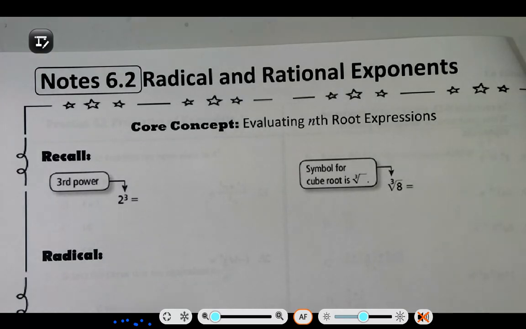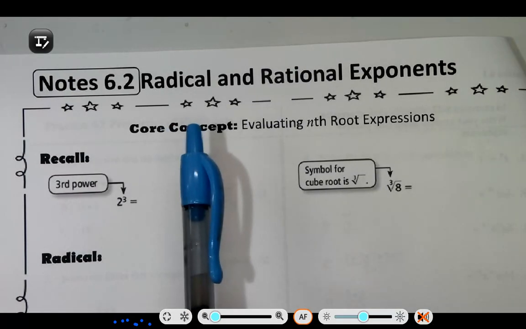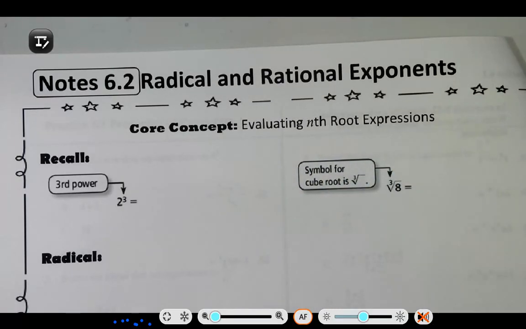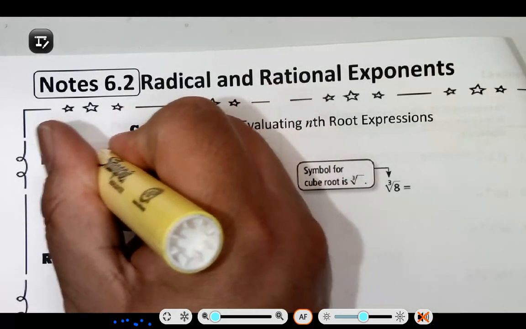All right, everybody. Today we're going to be learning about radicals and rational exponents. So there's a connection between radicals and rational exponents. So here we go. Now, the first concept is going to be evaluating the nth root expression. So before we can get to that, let's do a little bit of a recall, something that we've done before.